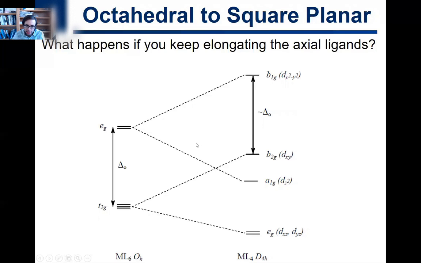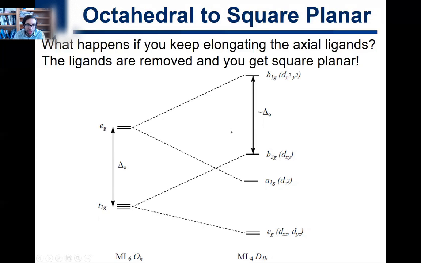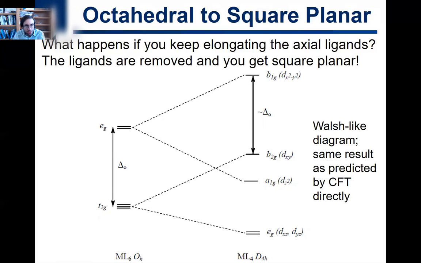And you can see, because of that, this is rising up about the same as this is rising up. So this gap between the B2g and the B1g is pretty similar to delta O. So that can be kind of useful. So yeah, the ligands are removed and you get square planar. This is basically a Walsh diagram is what we made. We made a Walsh diagram between ML6 octahedral and ML4 D4h, right?